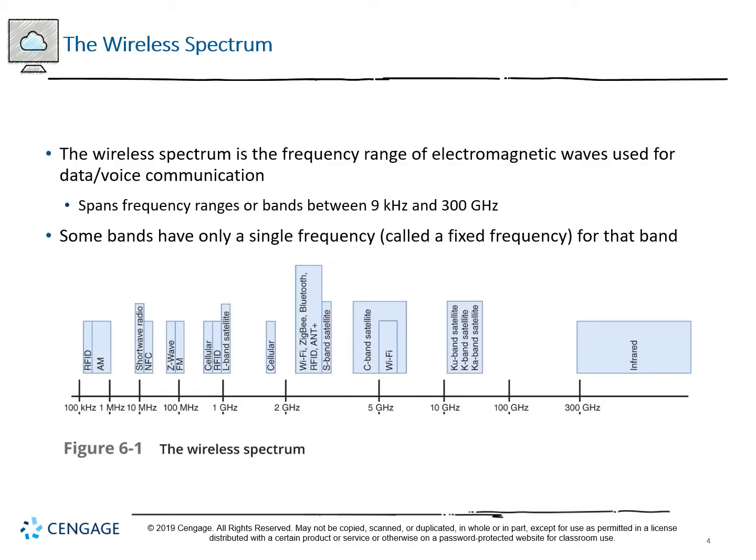The wireless spectrum is the frequency range of electromagnetic waves used for data and voice communication. This is going to span frequency ranges, or what we call bands, between 9 kilohertz and 300 gigahertz. Some bands only have a single frequency, which is called a fixed frequency for that band. Some will have multiple frequencies. If we look at cellular, for instance, there is one around 800 megahertz, and one at about 1.8 gigahertz. So we see that there's some separation there. Wi-Fi exists at around the 2.4 gigahertz mark, and then just at 5. So we see that there are some overlaps with different types of signal bands for each type of communication.